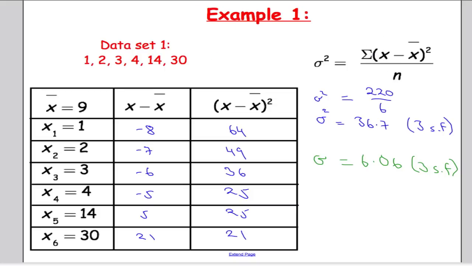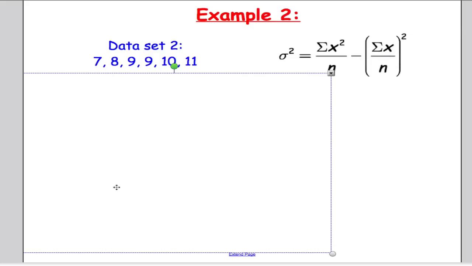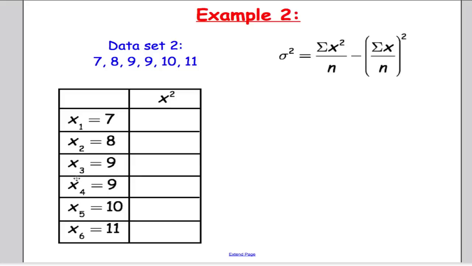So that's using the first formula for variance. Now we're going to use the more easy formula, the one that I think is the easier one to remember. And remember, it's the mean of the squares minus the square of the mean. So again, we've got a little table here just to help us. And I have each data point, 7, 8, 9, 9, 10, and 11. And the first thing I'm going to do is I'm going to square them all. So 7 squared, 49. 8 squared, 64. 81. 81. 100. And 121.